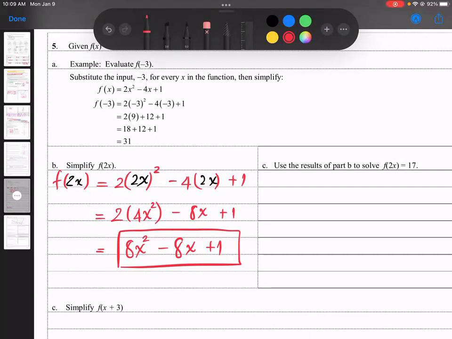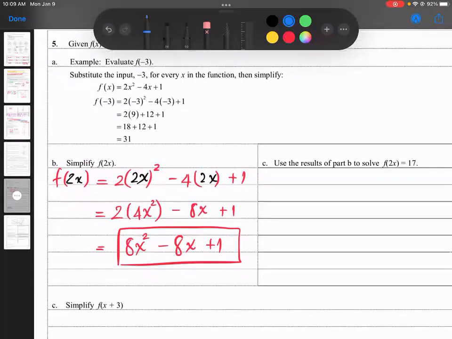You guys are freaked out, so I don't expect you to do this. People will just distribute the 2. You only do that if between the 4 and x squared there's a plus or minus. 4x squared is only one term, so you only multiply it once. It's like 2 times 5 times 3. Either you take 5 times 3, which is 15, and then times 2, so 30, or you multiply the 2 with the 5, which is 10. 10 times 3 is still 30, right? So only multiply it once.